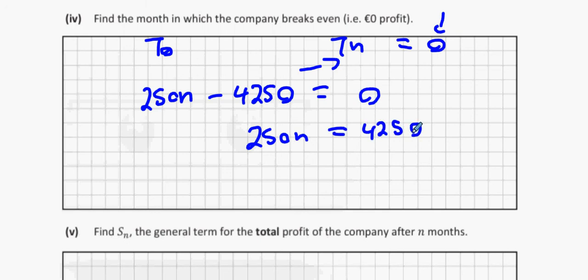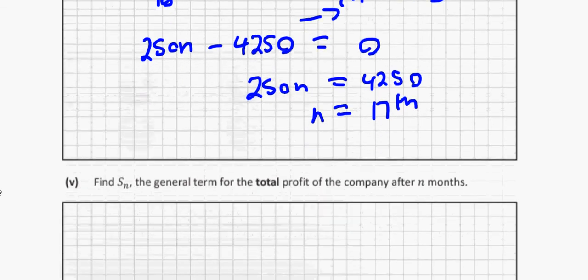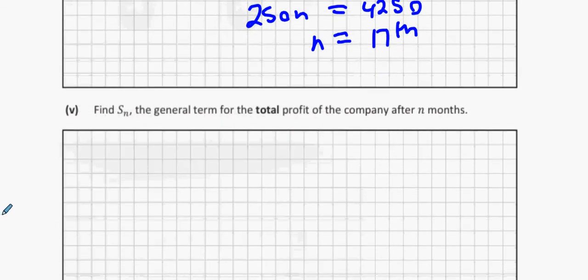On the 17th month is when you break even. You no longer lose money. Yes? Yeah, we would have done it yesterday. Now, can anybody tell me the difference between Sn and Tn?